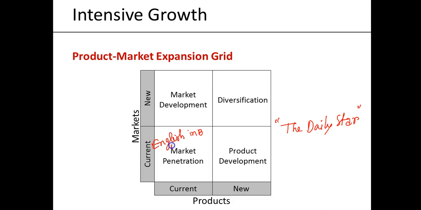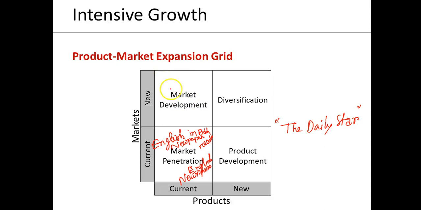So English newspaper readers in Bangladesh. We have that newspaper in Bangladesh, and they are the English newspaper. So they have the newspaper and English newspaper, obviously. So this is their market penetration. They can try to get more English newspaper readers in Bangladesh, and they can try to get more market share of this.